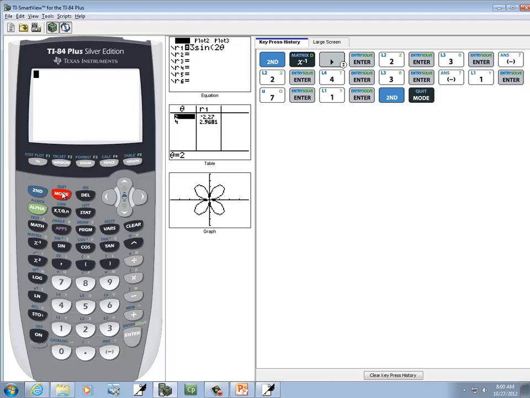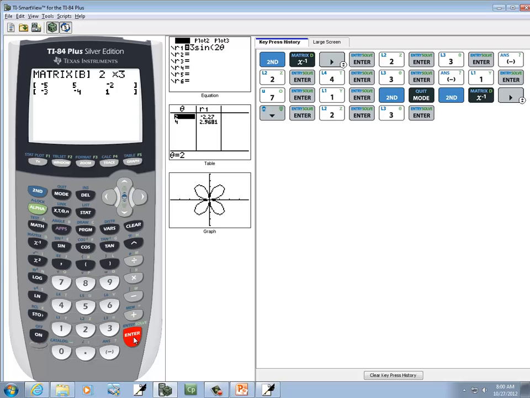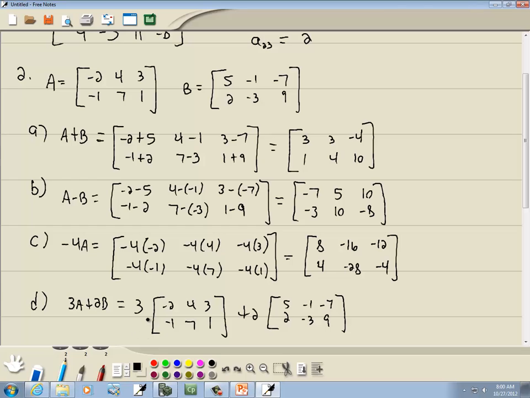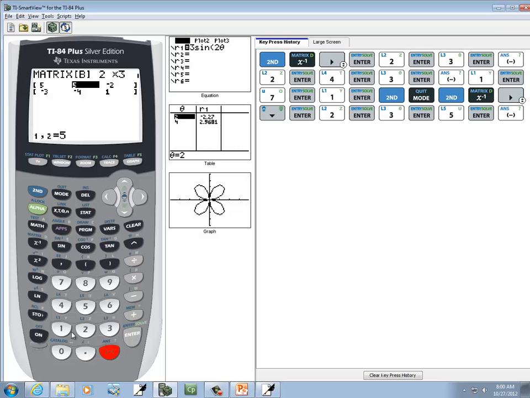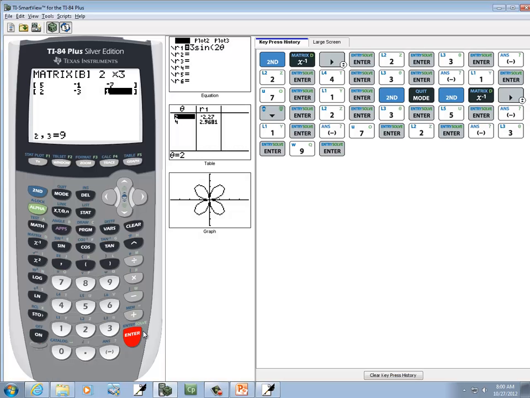So do second mode. Now we're going to go back into our matrix menu because we need to put B in. So I'm going to right arrow over to edit, and I'm going to down arrow to B. So B is highlighted. So I press enter on it. And put in 2, enter, 3, enter, because it's a 2 by 3 also. And we got 5, enter, negative 1, enter. Negative 7, enter. 2, enter. Negative 3, enter. And 9, enter. Double check my signs, looks right. So I'll do a second mode, exit out.